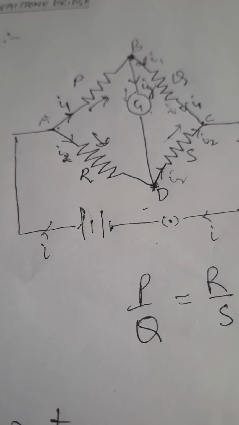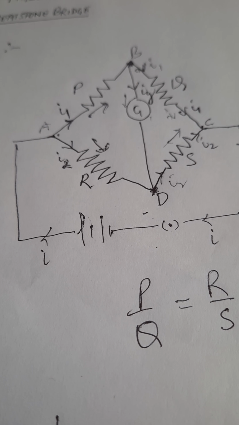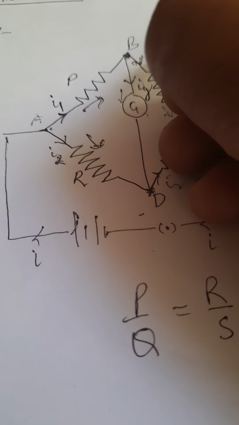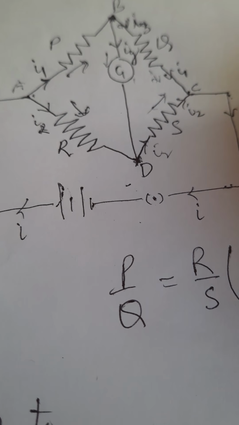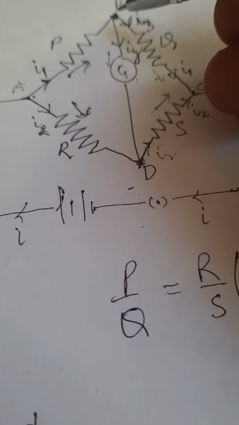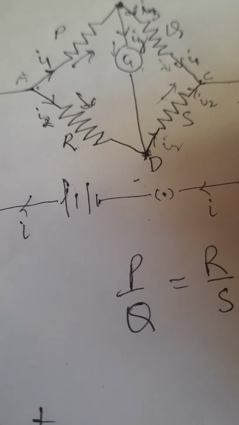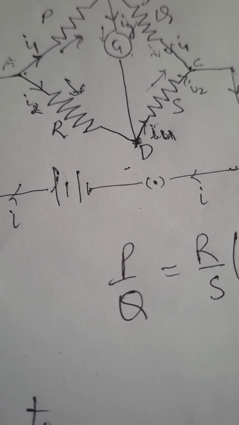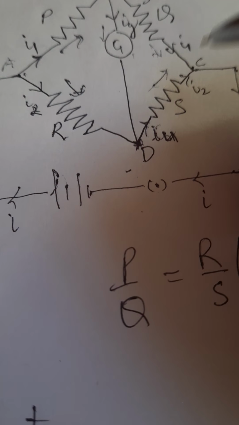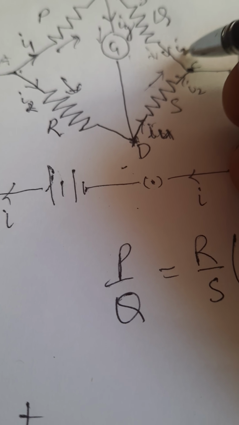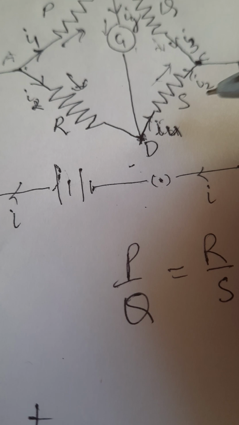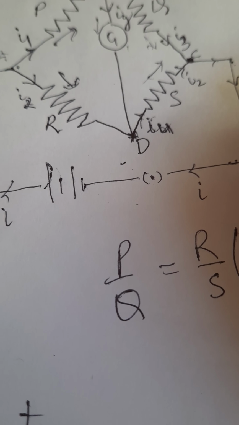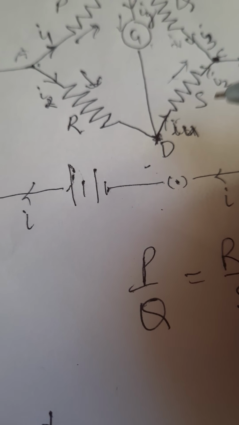So from P to B, let this current be I3, B to Q, and a current Ig flows through the galvanometer, and through S a current I4 flows, and at point C, I3 and I4 meet and make current I.